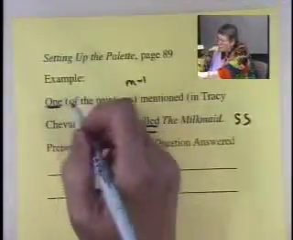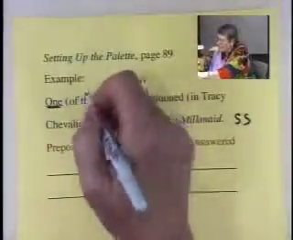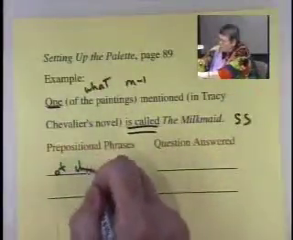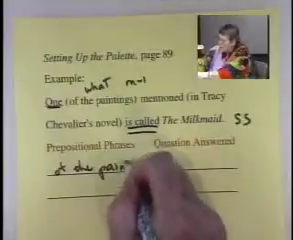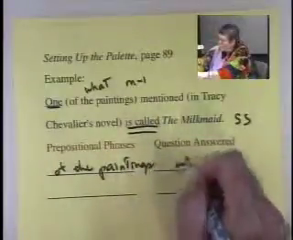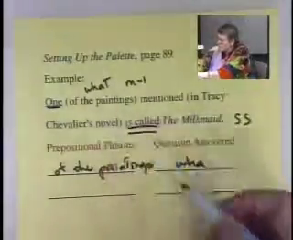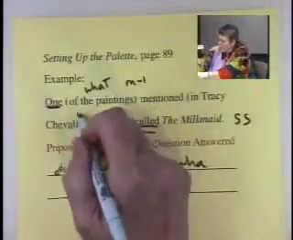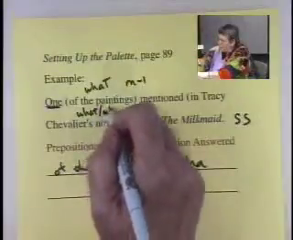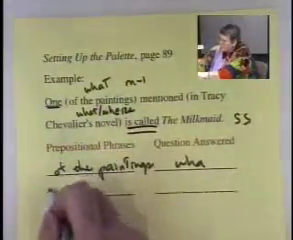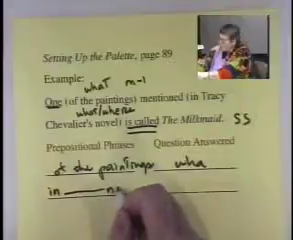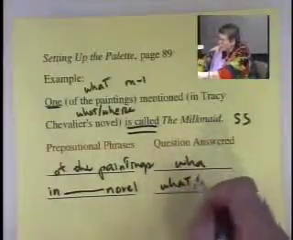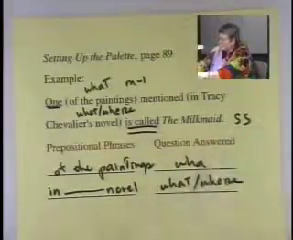Then you would have put parentheses around of the paintings, and you would have said, well, that's clearly a what, so it's of the paintings, and then a what. Mentioned in Tracy Chevalier's novel, you'd have put parentheses around that. I think you would have said that was a what. You could have said it was a where. So you would have put in her novel, you write out the whole thing, and you can put here a what / where. Okay?